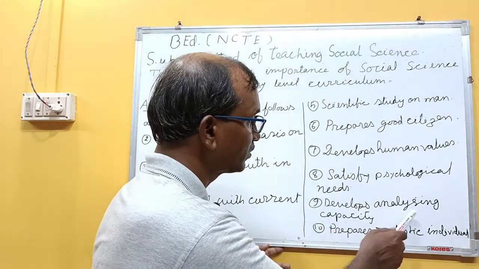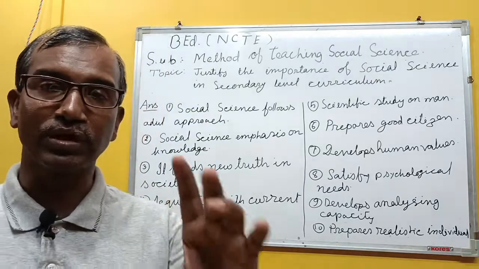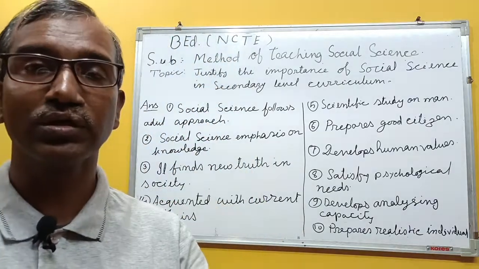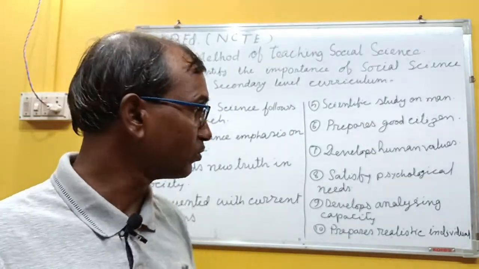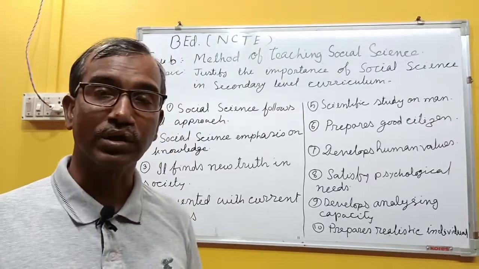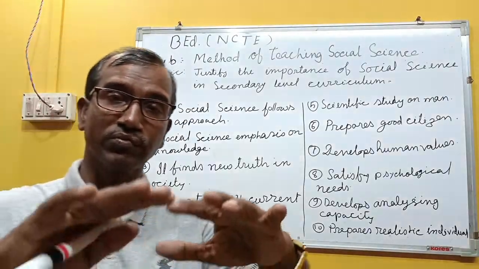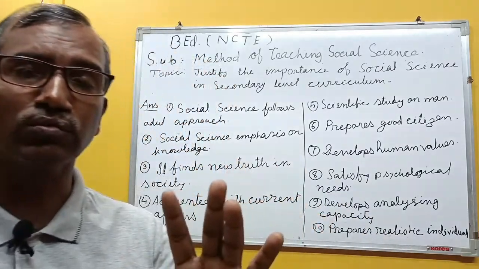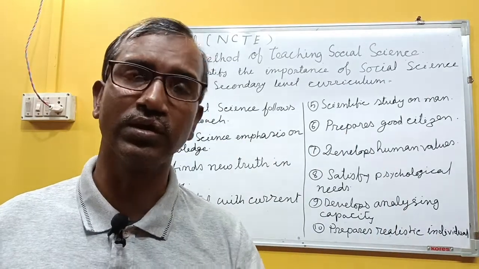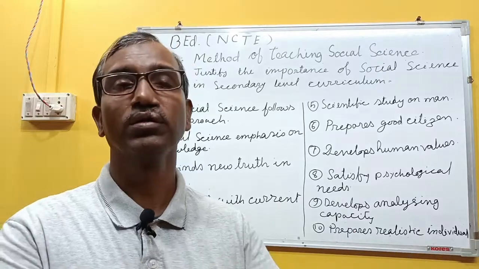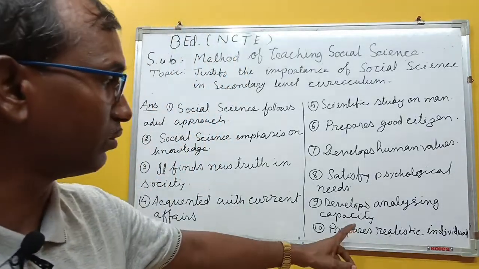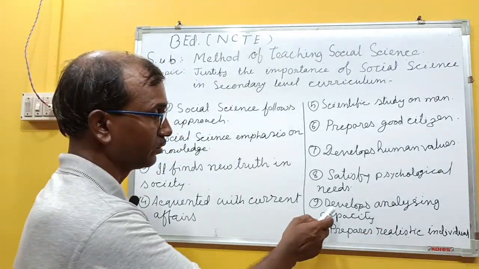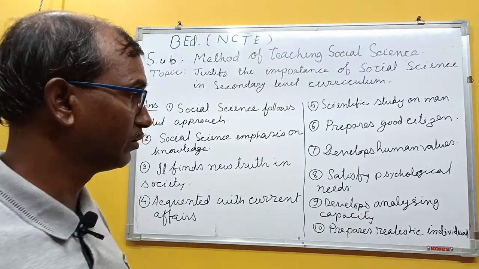Number 9, develops analyzing capacity. Analyzing capacity is a very important part of our personality, our knowledge, our understanding. Analyzing capacity of an individual can be developed through knowledge of different branches. Social science is such a subject which includes a number of branches of study like history, political science, economics, geography and so on. So if children of secondary level learn social science, they develop the capacity of analyzing.